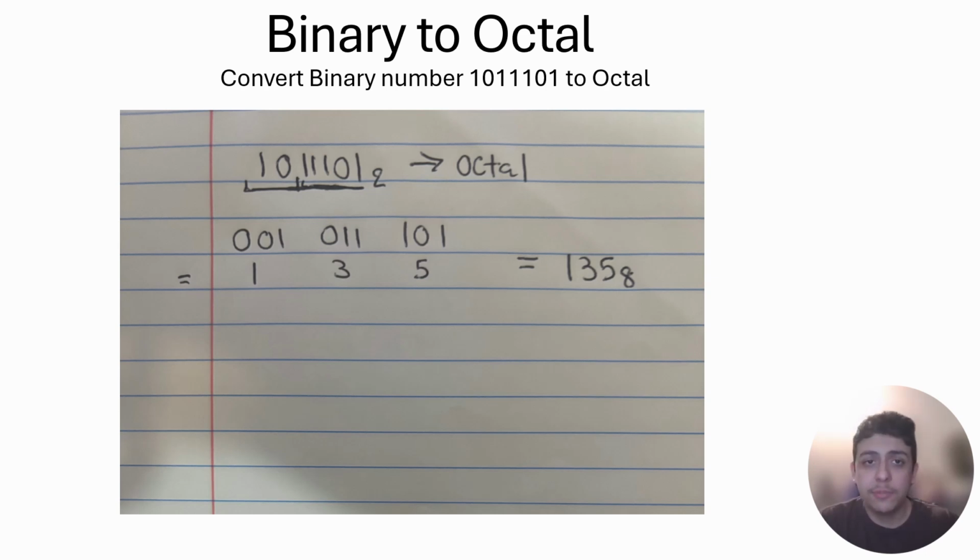If the leftmost group doesn't have enough digits, we can add zeros to it. After grouping, we convert each group into its decimal equivalent, which directly gives us the octal digit. This method is efficient because it avoids full base conversion calculations, and instead relies on the relationship between the powers of 2 and 8.